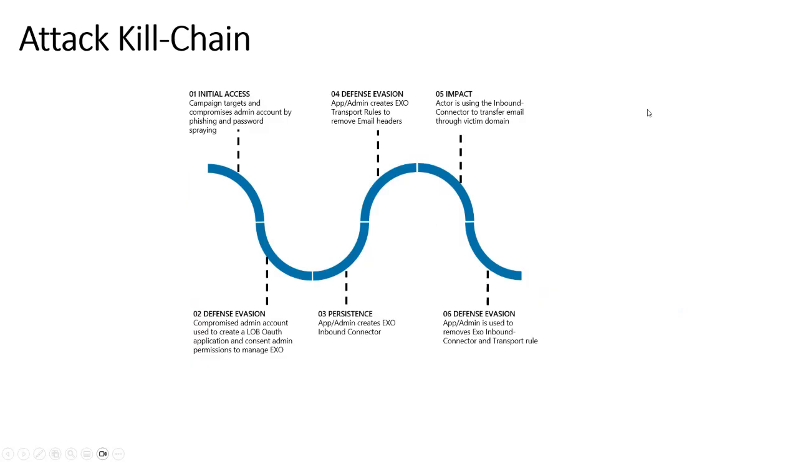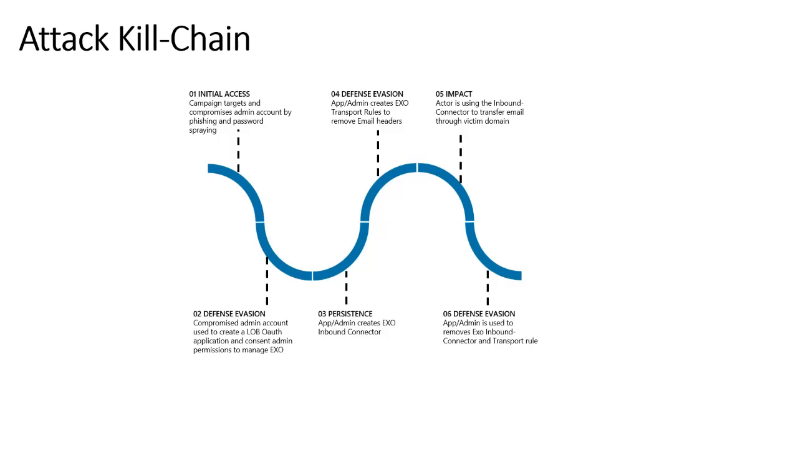So with that, we can summarize this into a kill chain that we will review, getting into the details of each stage. As mentioned, the initial access is usually a password spray and defense evasion. The second stage is usually installing a line of business type of application in the victim organization, and then setting some Exchange Online inbound connector and transport rules. We'll double click on each of those actions and activities, and at last, sending those emails, and even removing the configurations once the actor is finished with the activities.